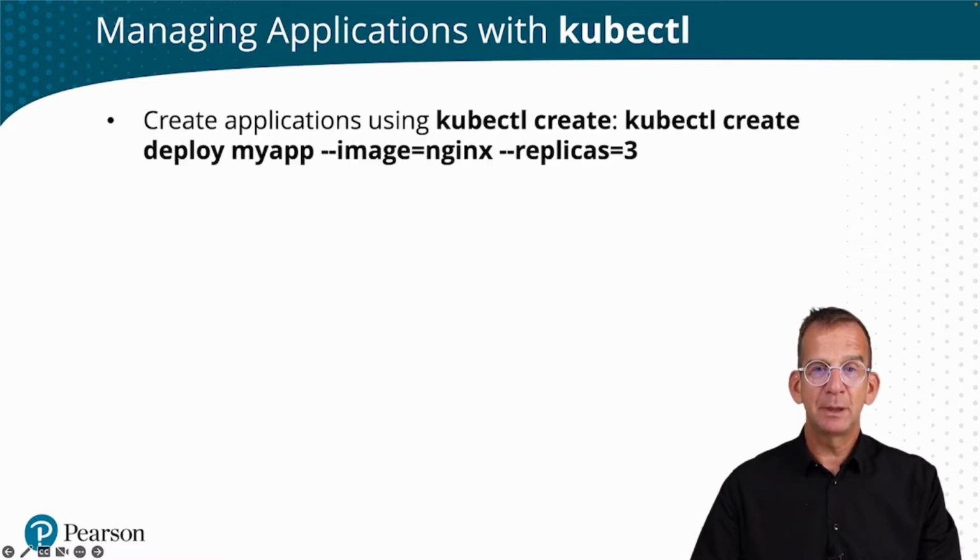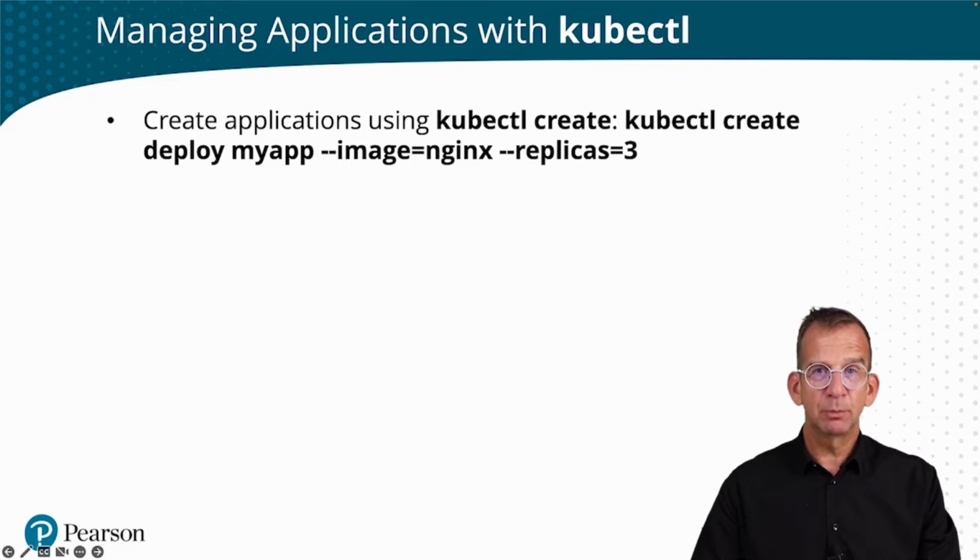Now, how do we manage applications with kubectl? To do the equivalent of what we've just seen in the Minikube dashboard, you would use kubectl create deploy myapp --image=nginx --replicas=3. So what we see here is kubectl create, which is creating something. Deploy is for deployment. The application in Kubernetes is a deployment. So if you want to run an application, you run a deployment.